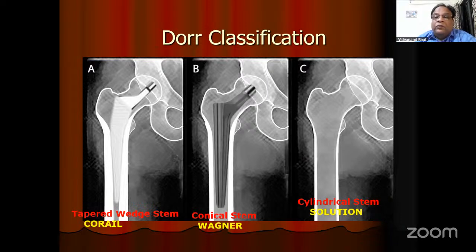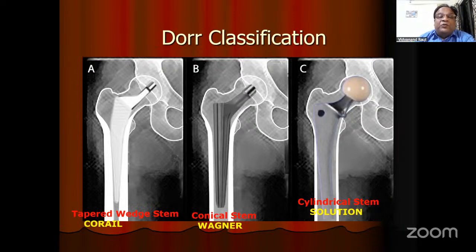And now we go to type C. The cylindrical stem, the classical example that we have is the Solution stem. So this is a long cylindrical stem which fixes to the bone with the help of a scratch fit. Scratch fit means a fit all around, not in one area. And this stem is generally made of cobalt chromium. The other two are made of titanium.